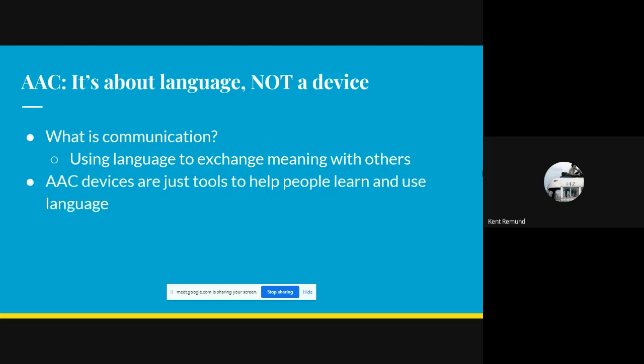So AAC devices, no matter how many buttons or how cool the screen is or whatever it is, they're just tools. They're just tools to help people learn and use language. So that's what we need to remember: it's not about the device, it's about the language. And language is just a tool to meet our other goals, to make connections, to fulfill our wants and needs, to express our opinions, to form relationships, all of those kinds of things.